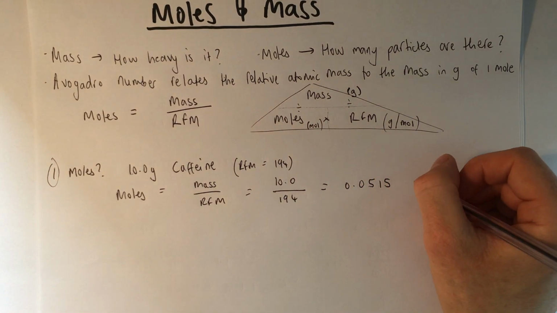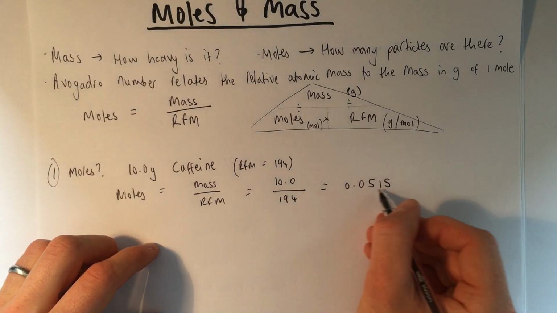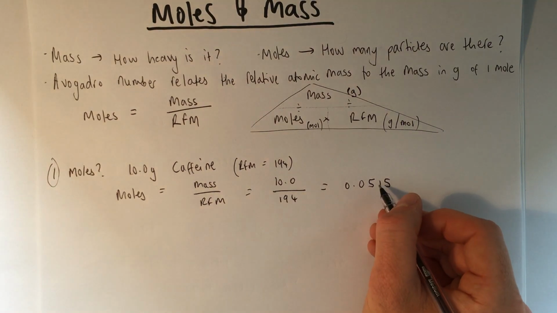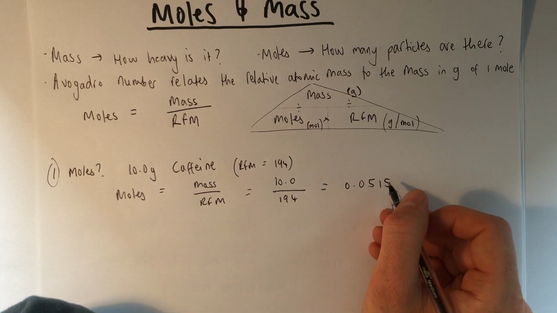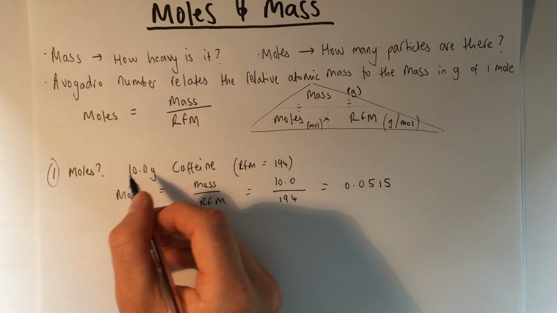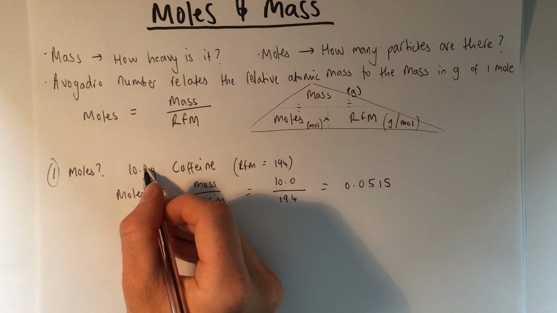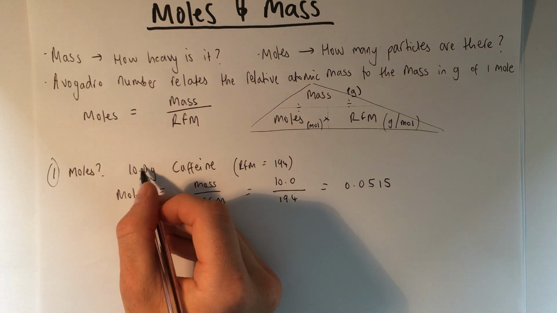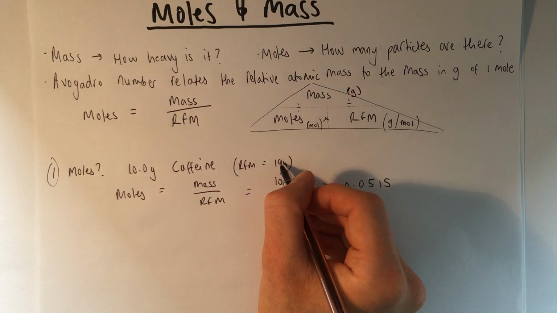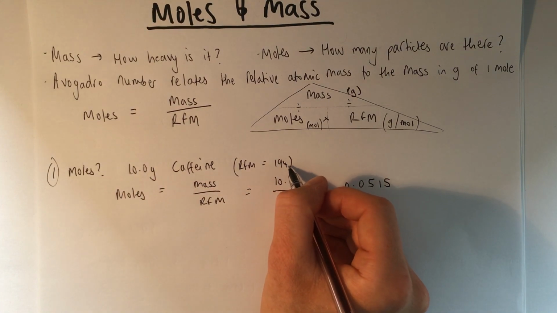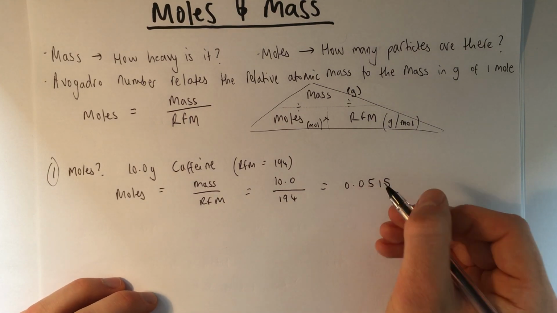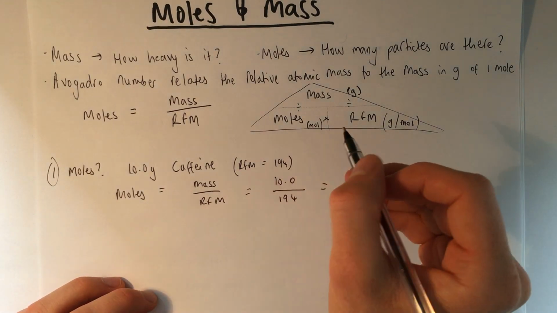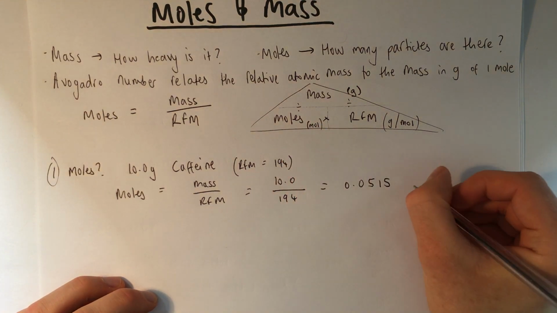0.0515. And the reason I've quoted it to that number of significant figures, because I've rounded it to get that, is because in the question I was told that the mass is 10.0, so there's 3 significant figures there, and I've got the relative formula mass to 3 significant figures as well. So that's why I'm giving the answer to 3 significant figures. Last thing, units. The units for moles, I write mol, mole.